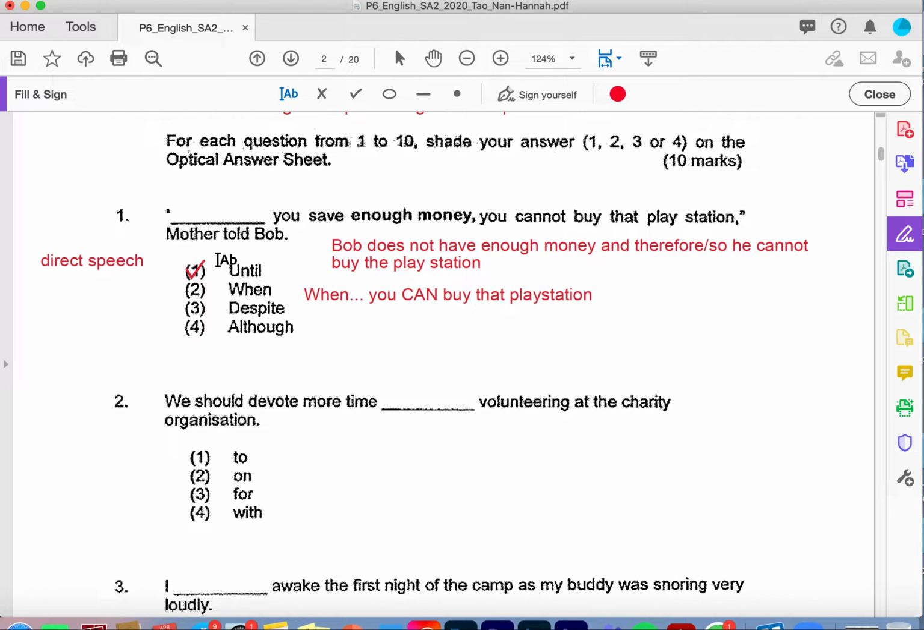I've written the answer here already, but I'll explain why. What this question is saying is that Bob does not have enough money and so he cannot buy the PlayStation. Before you start writing, the first thing to do is read the question. Secondly, explain in your own words what the question means.